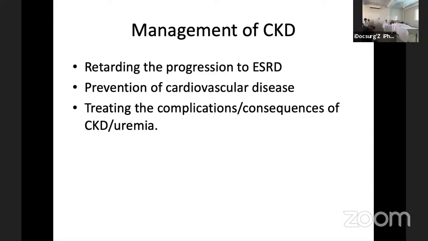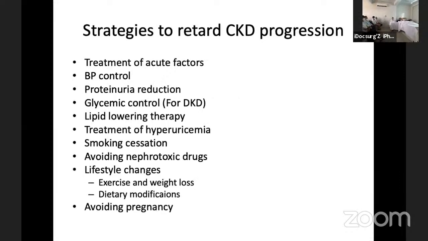The most common cause of mortality in CKD is cardiovascular. Even our post-transplant patients die because of cardiovascular reasons. Many of our post-transplant patients die with a functioning graft. Their graft may be functioning normally, but they die because of cardiovascular reasons. And then you have to treat the complications of CKD, the consequences of CKD and uremia, like anemia, metabolic bone disease, acidosis, and we will discuss all these things one by one.